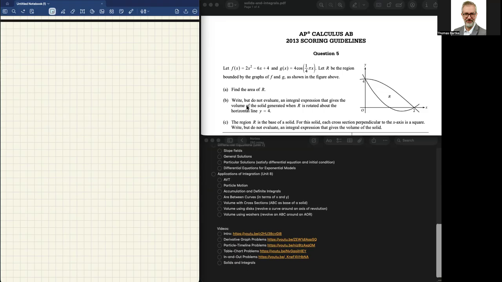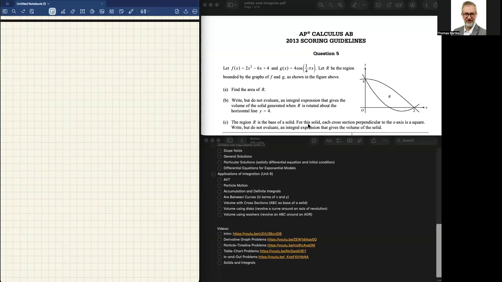So all of these are here. In this case, it's kind of swapped. So find the area of R, but do not evaluate an integral expression that gives the volume of a solid generated when R is rotated about a horizontal line. And then the region R is the base of a solid. For the solid, each cross-section perpendicular to the axis is a square. So these are the typical things that you can do with an area between curves.